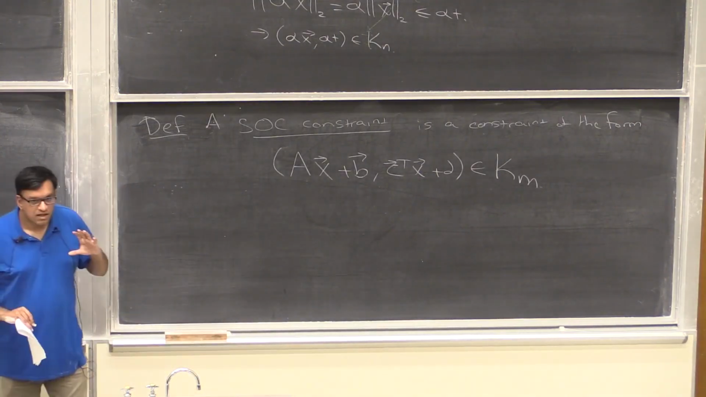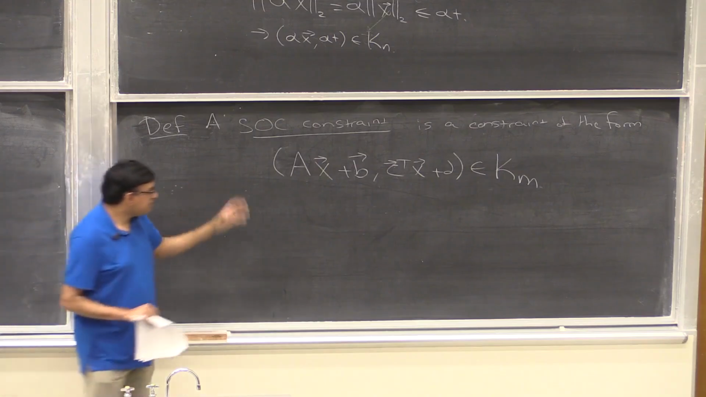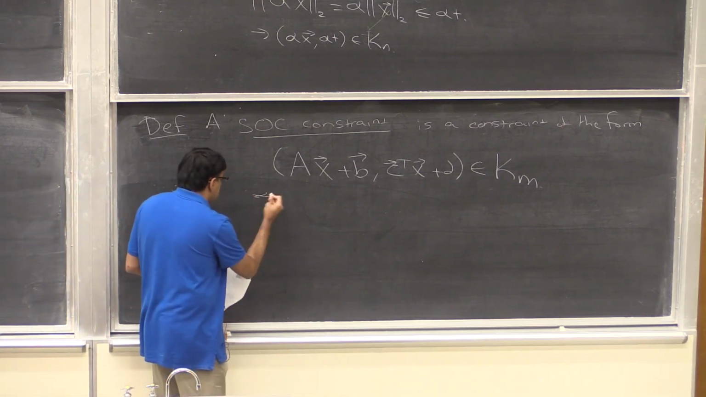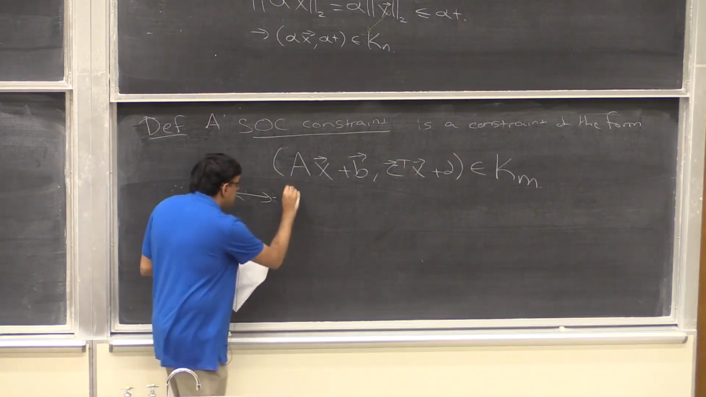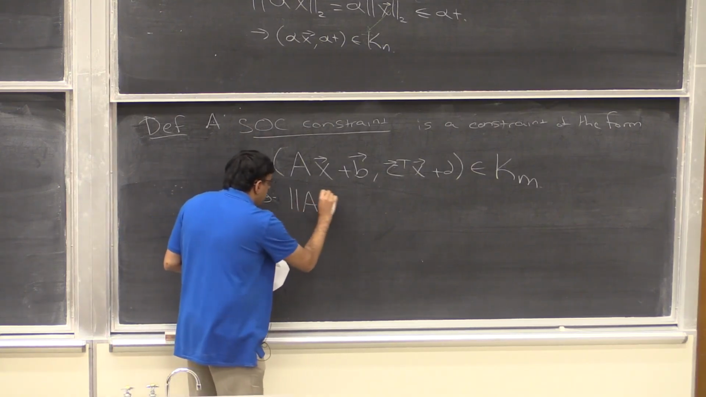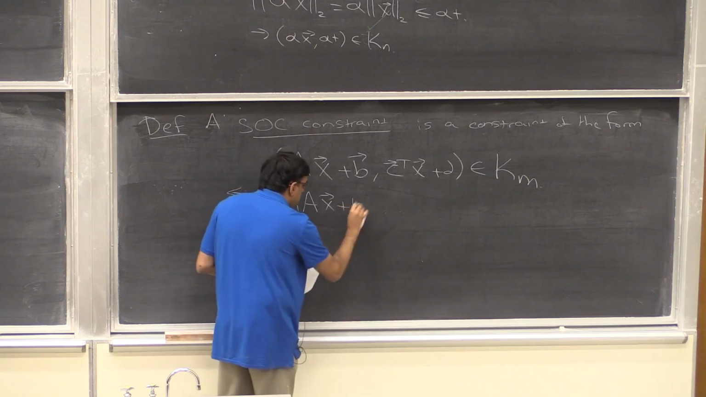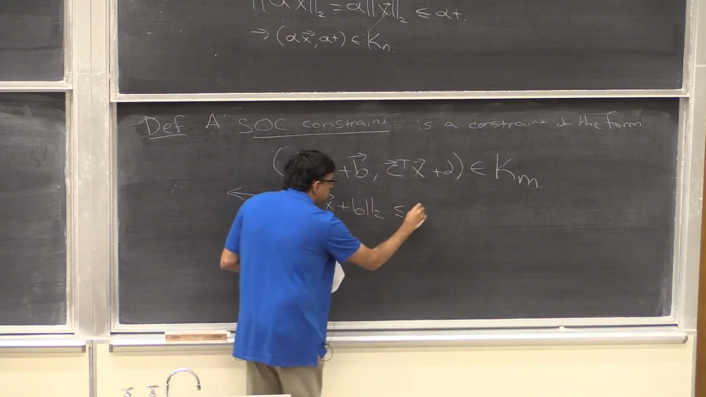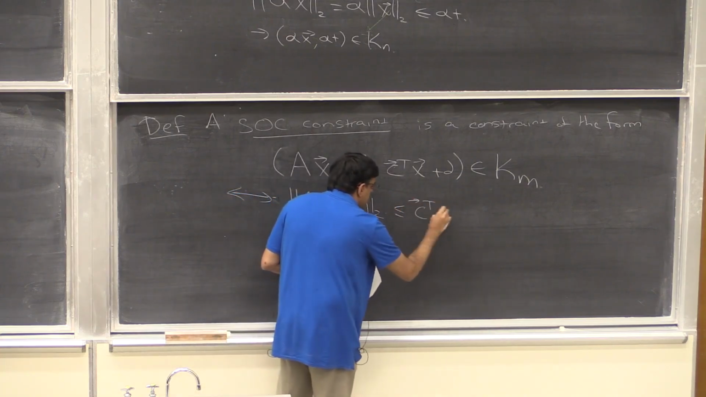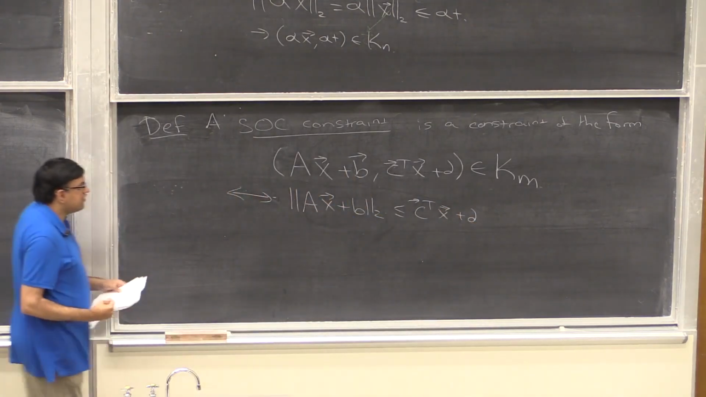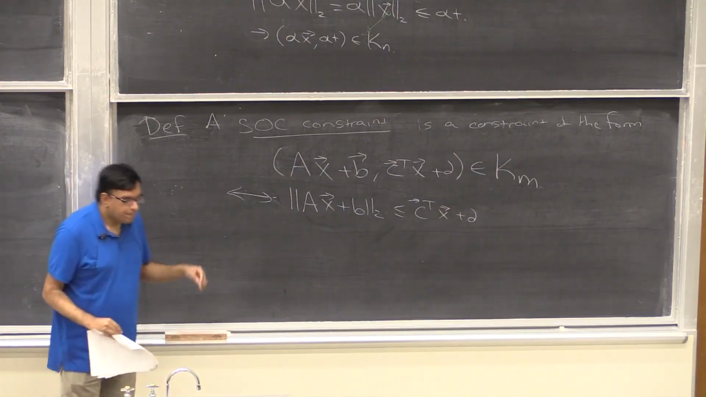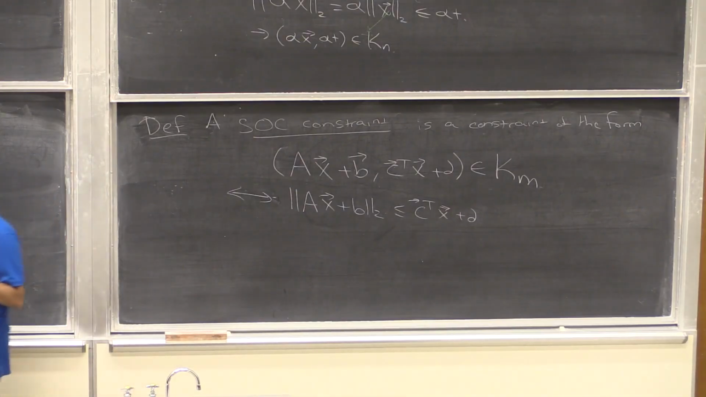This is equivalent to saying, in a much more common form, that the norm of Ax plus b is less than or equal to c transpose x plus d. So the norm of an affine function of x is less than or equal to another affine function of x.